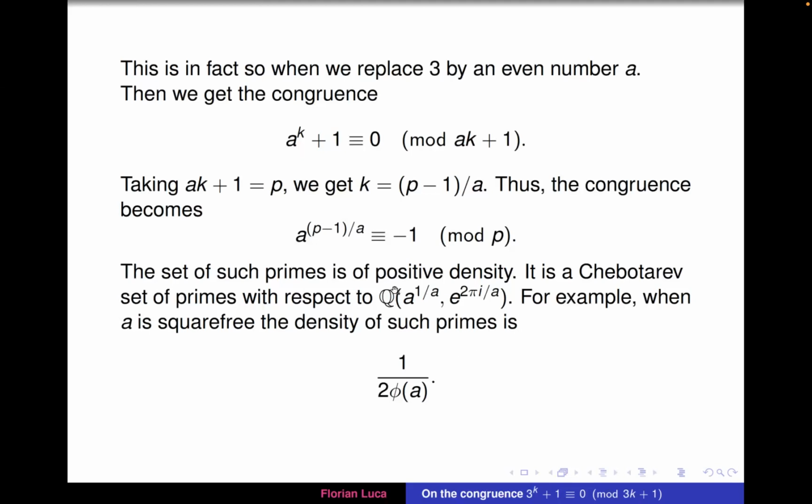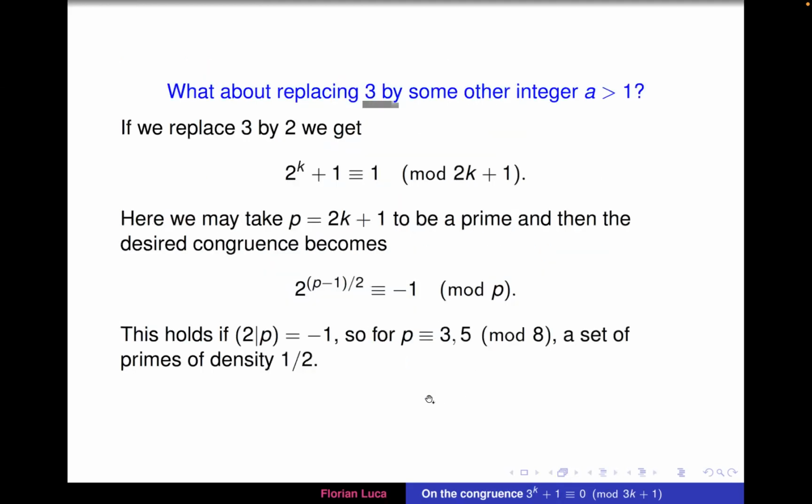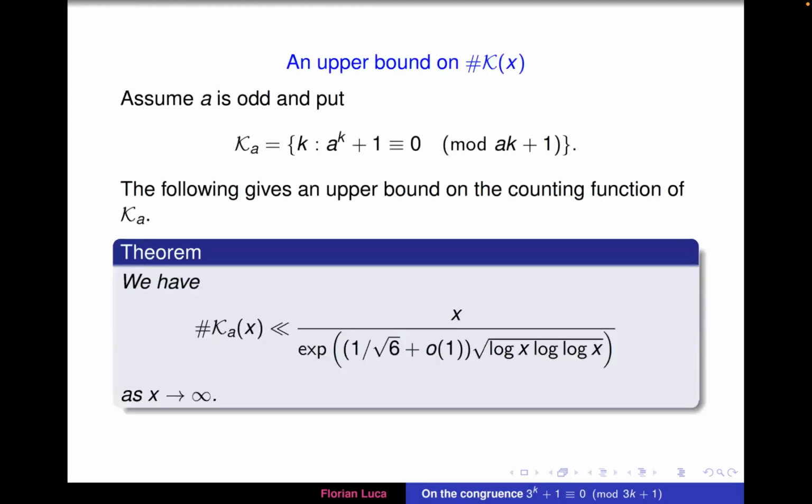But for the case in which, for example, a is square free, then the density of such primes is exactly 1/(2 phi(a)). The phi(a) you get from the prime number theorem in progressions. p should be 1 mod a. And the half you should get because these roots of unity should give you that number. When a is equal to 2, for example, you recover the result from the previous page.